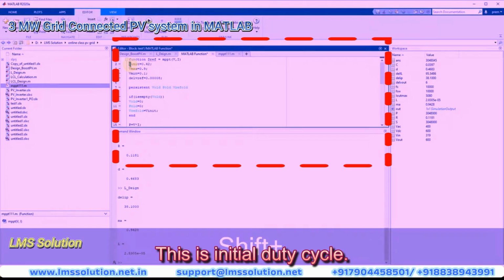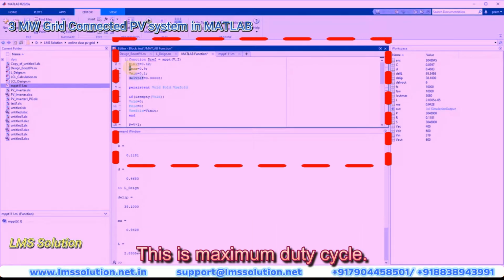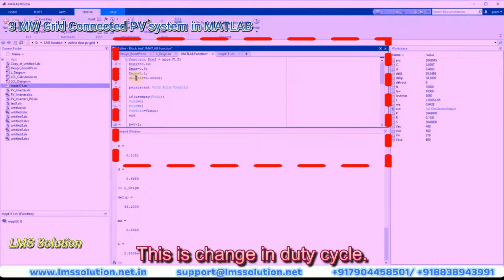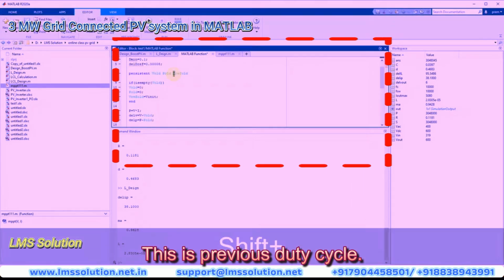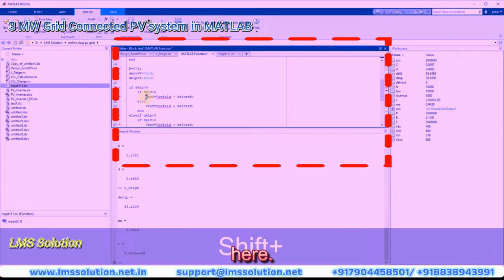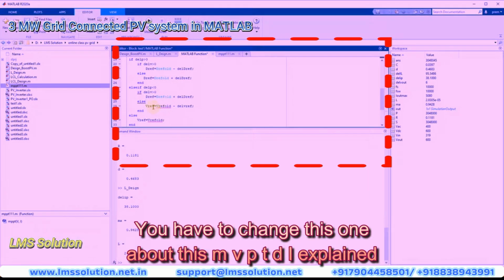And then this is the initial duty cycle. This is the maximum duty cycle. This is the minimum duty cycle. This is the change in duty cycle. This is the previous duty cycle. And then you just have to change the V2 only. Next you have to change here. Just change this one about this MPPT.